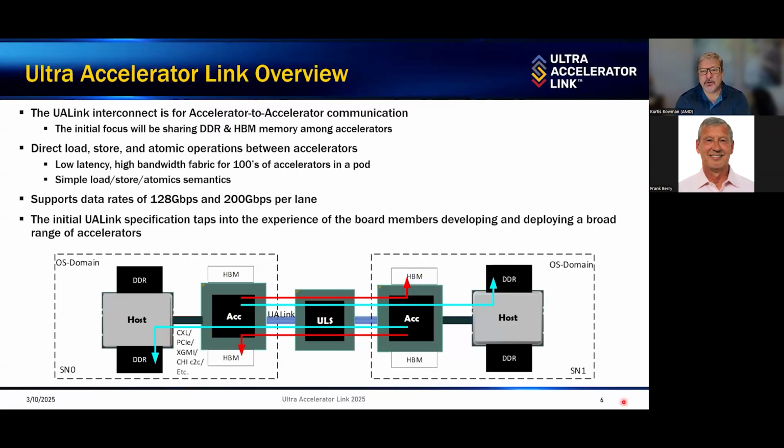So here's a little bit about what UALink is. It's really an accelerator-to-accelerator interconnect. Think of it as a backside network for those accelerators. In the initial stages, what we're looking for is how do we share memory? That can be DDR connected directly to the accelerator, or it can be HBM that's captured internally.